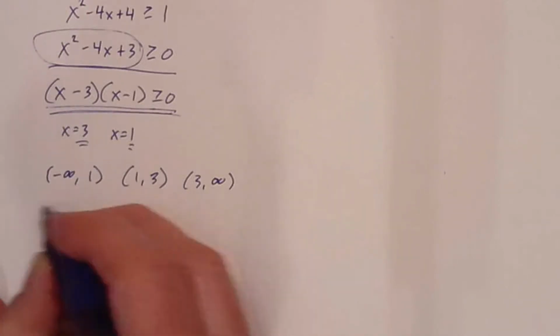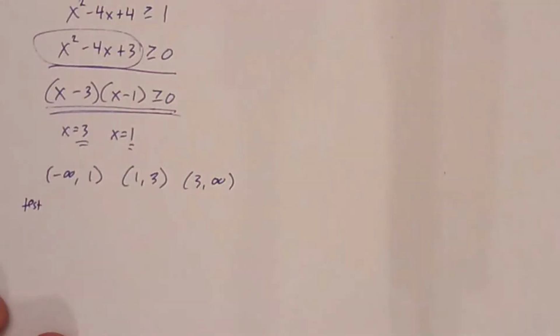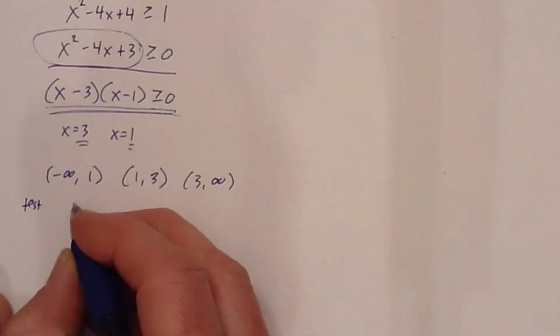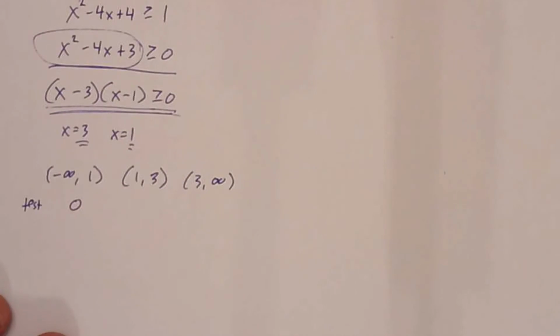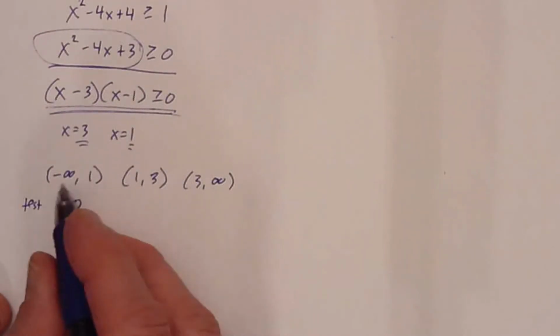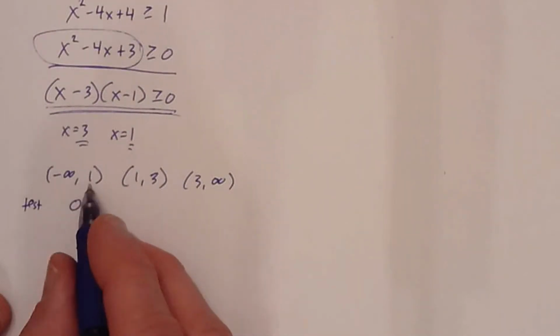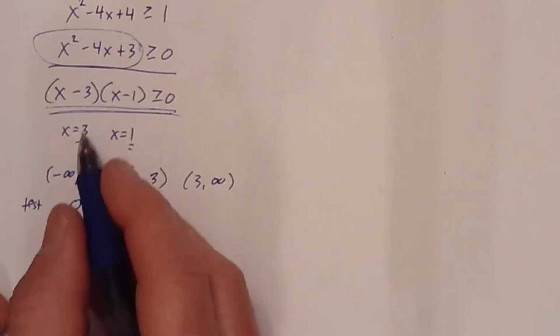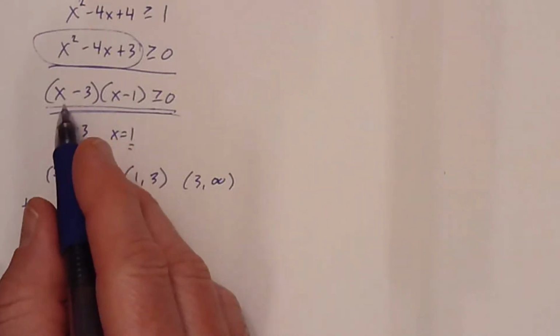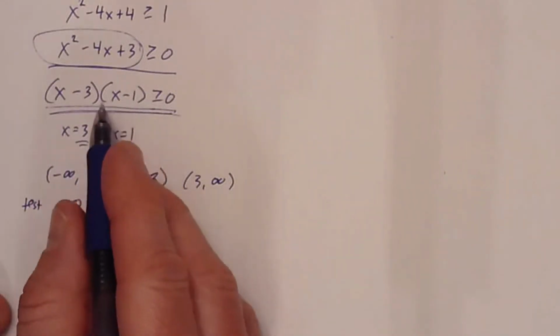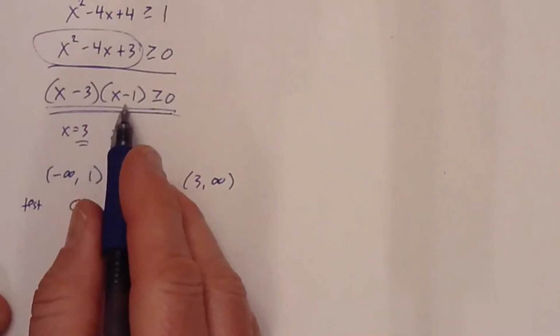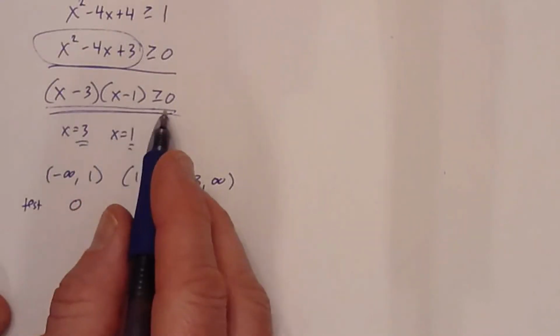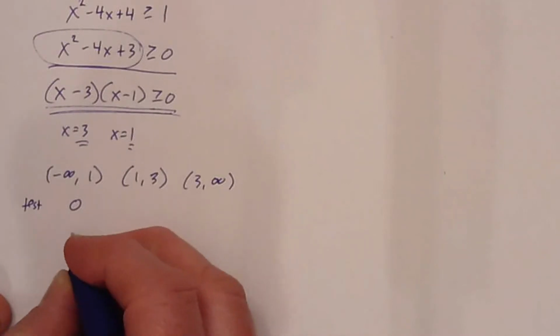So I'm just going to pick a test point. And this may be a tiny bit different than the way the book is approaching it or talking you through it, but it's very much the same idea. So I'm going to pick a value of 0, which is in this interval from minus infinity to 1. And when I plug 0 into this inequality, I get negative 3 times negative 1, which is 3. And 3 is certainly bigger than or equal to 0.